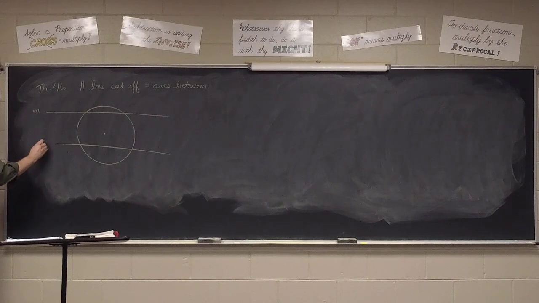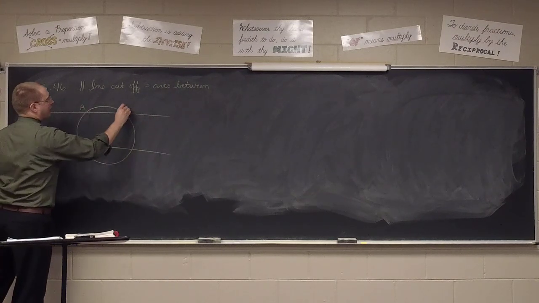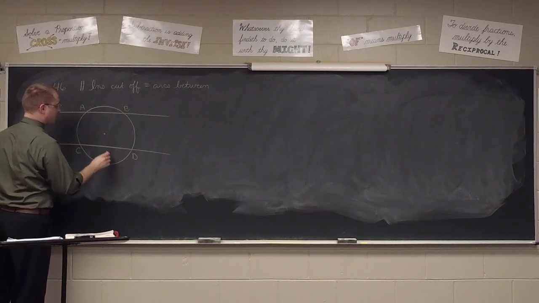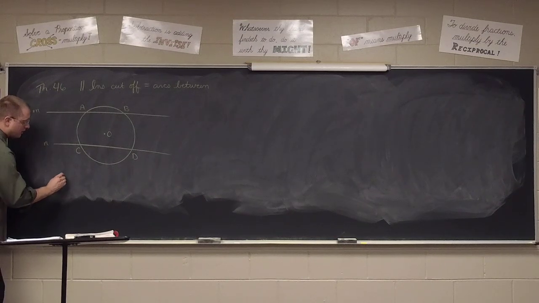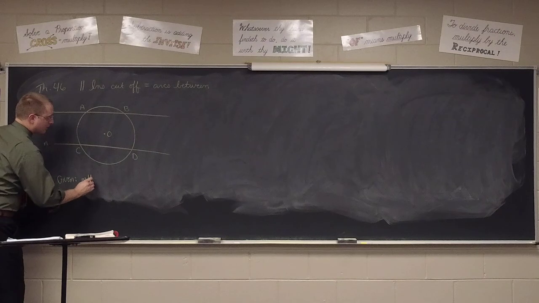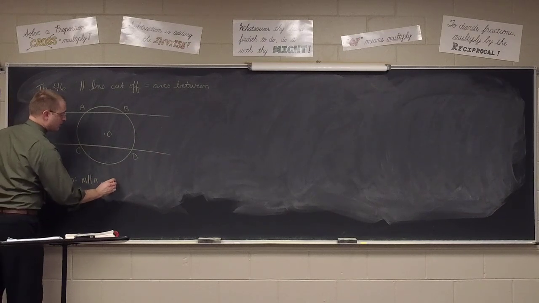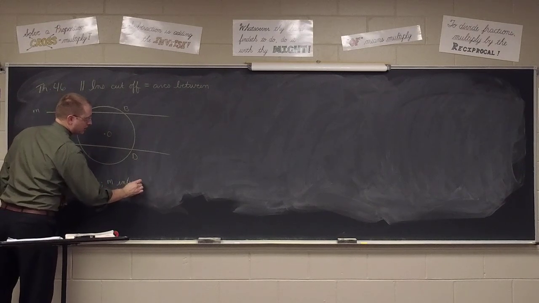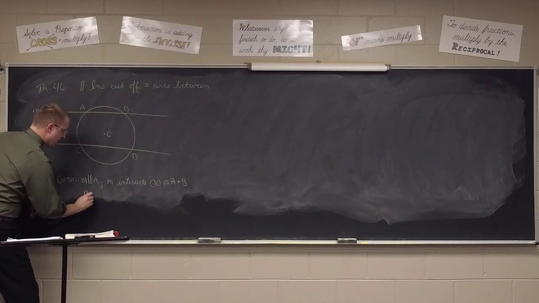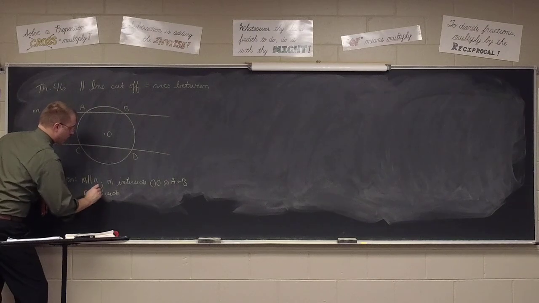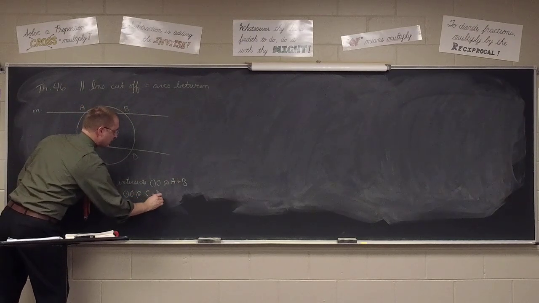Let's call the lines M and N. Let's call the points of intersection A and B, C and D, and we can call the circle O. We are given M parallel to N, M intersects circle O at A and B, N intersects circle O at C and D.